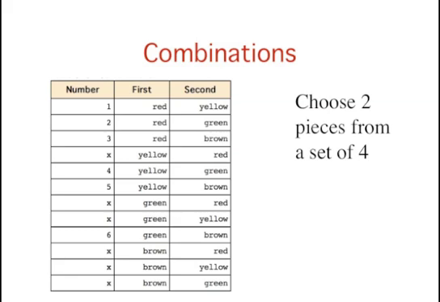This table is based on the table showing permutations, but is modified so that repeated combinations are given an x instead of a number. For example, yellow then red has an x, because the combination of red and yellow was already included as choice number 1. As you can see, there are 6 possible combinations.